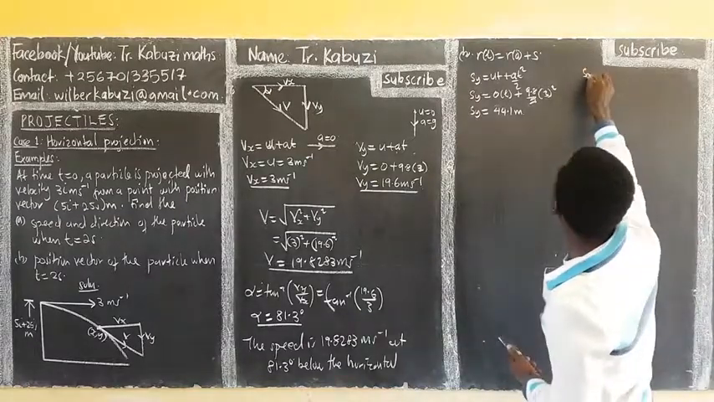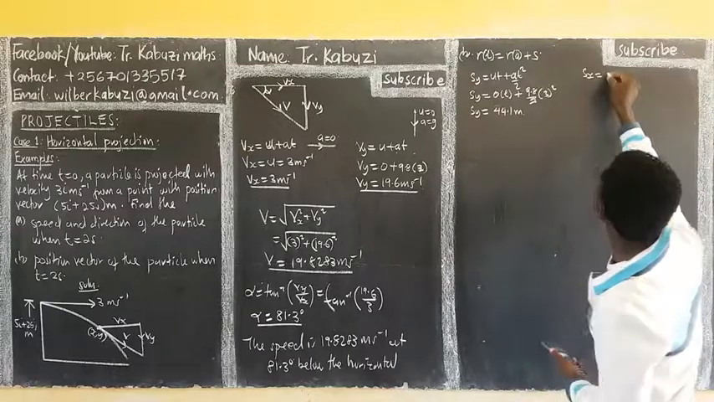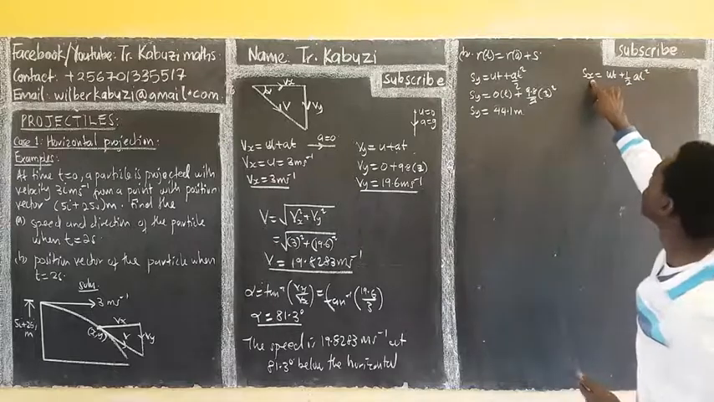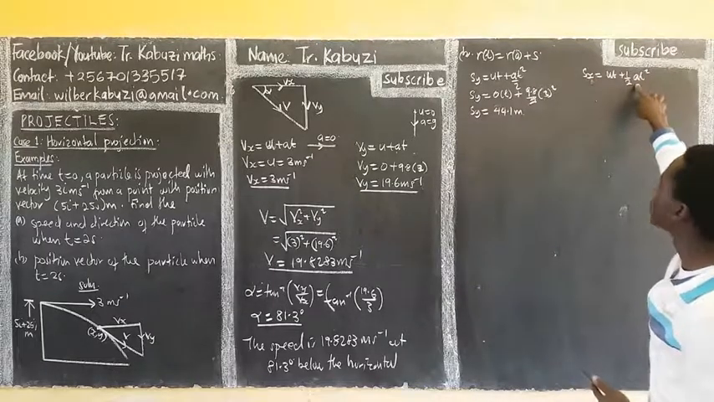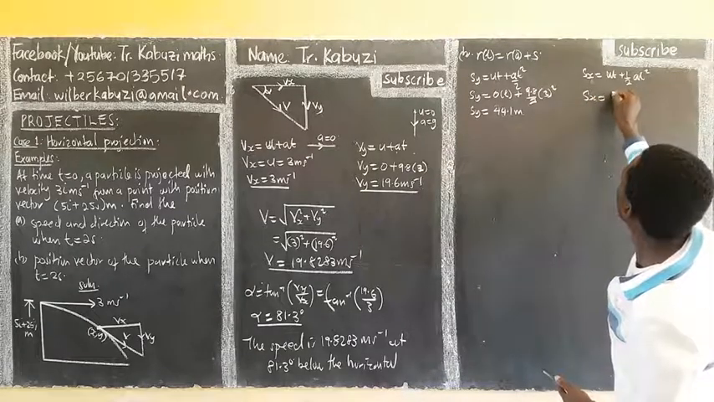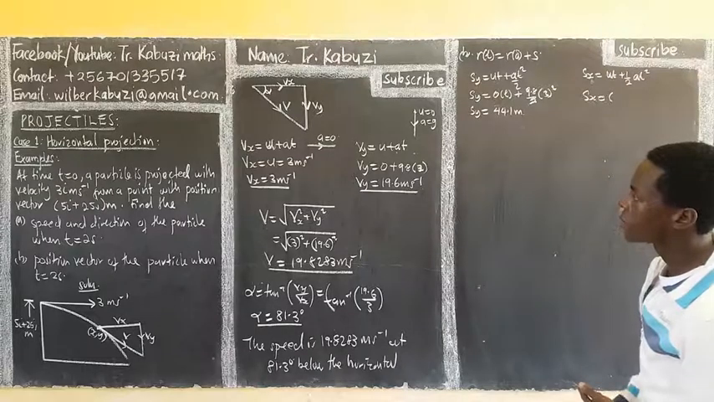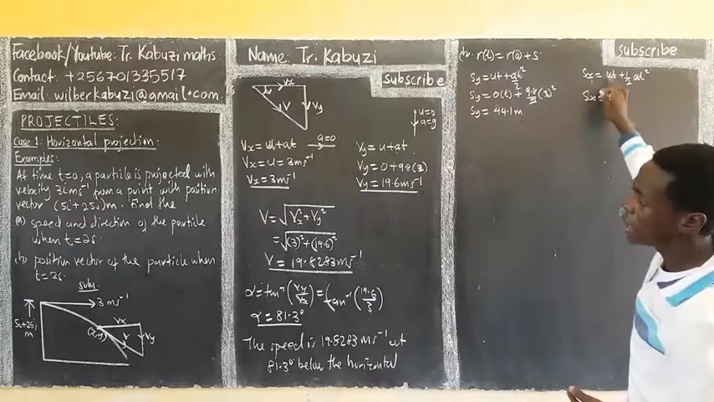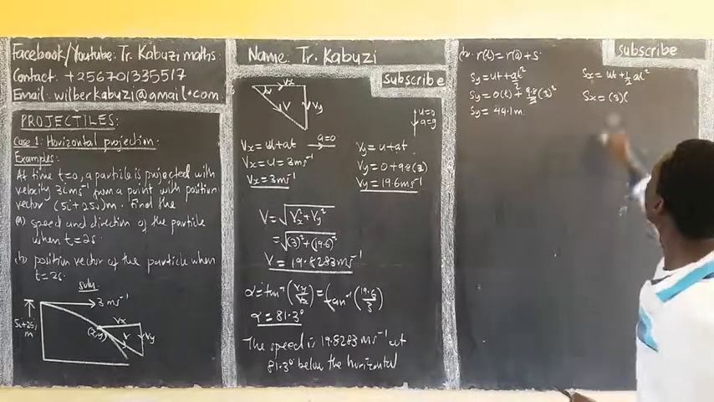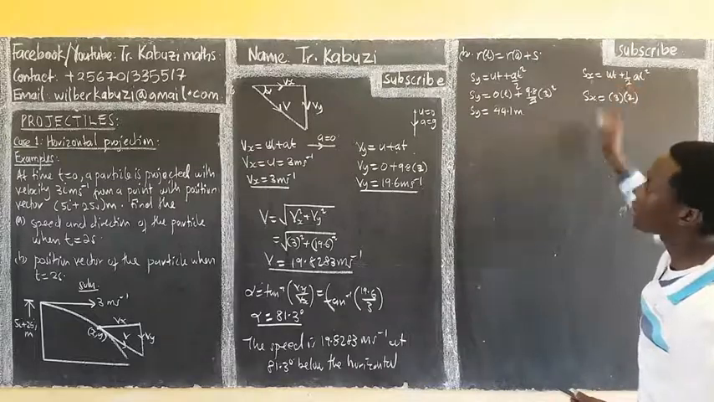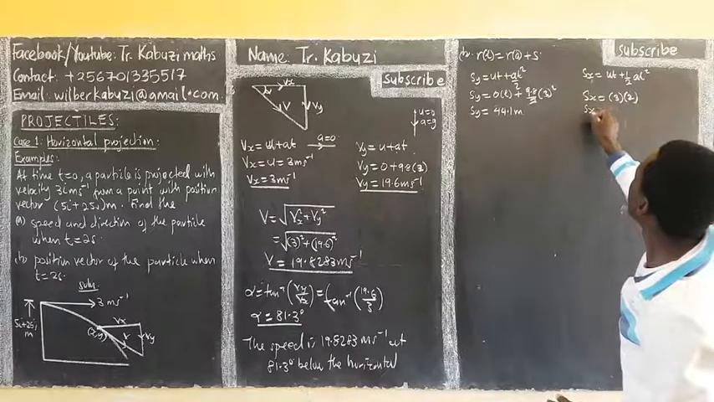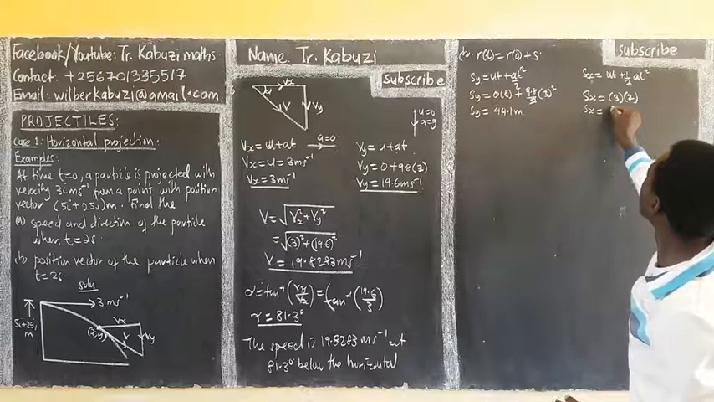Then also come for the S_x in the X. So it is still ut plus a half at squared. Because we are in horizontal motion, the acceleration is going to be 0. So from there our S_x is going to be u, the initial velocity, which is 3, times our time, which is 2. So our S_x here is going to be 6 meters.